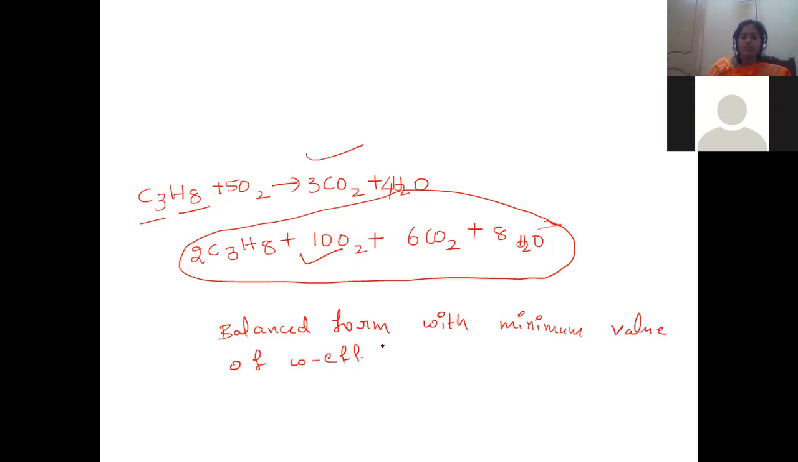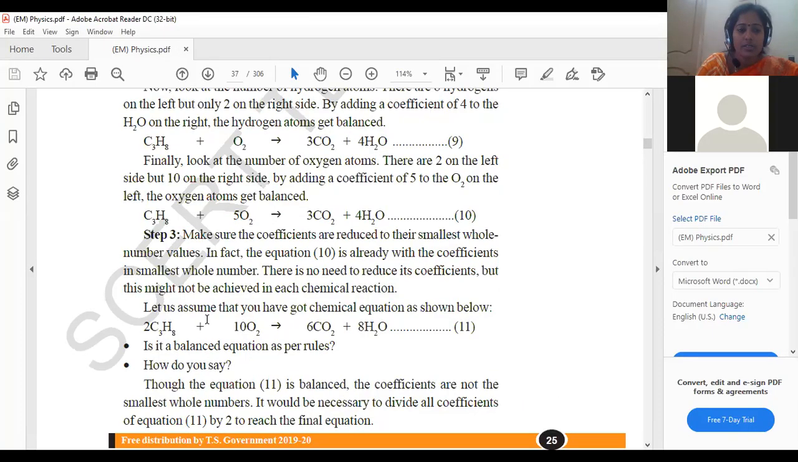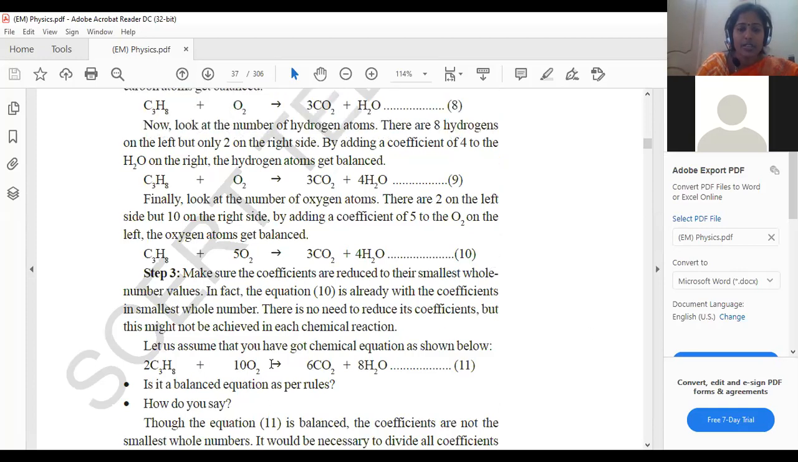The minimum value of coefficients should be there. C3H8 plus 5O2 gives rise to 3 CO2 plus 4 H2O. This is the exact representation of combustion of propane with the oxygen, but not the second one, right? So this is not the correct representation.